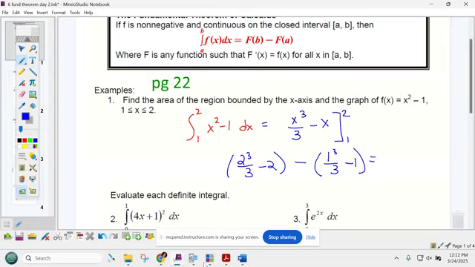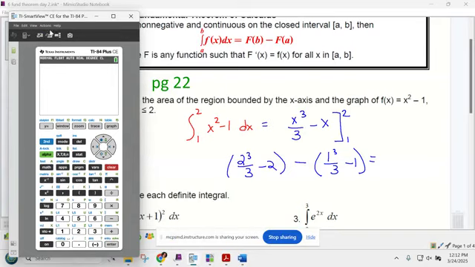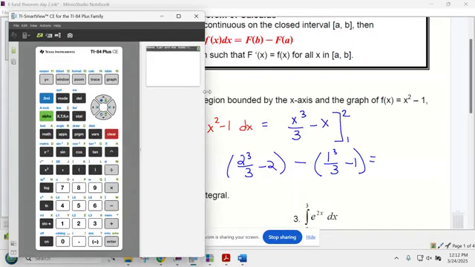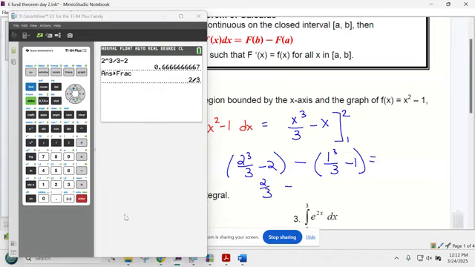Go to your calculator. So we get 2/3 minus negative 2/3. Minus a negative is plus, so that is 4/3.